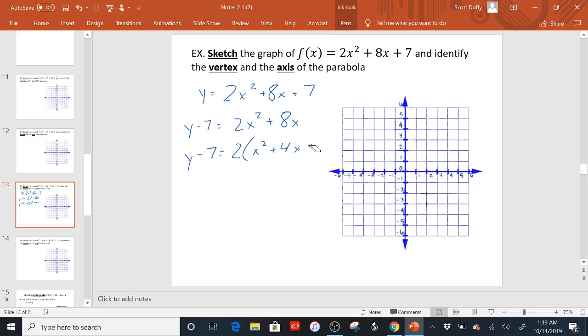And I'm going to get rid of that because I need to add something here. And remember, it's always that b value divided by 2 squared. So 4 divided by 2 is 2, squared is 4, so we're adding 4 right there. And then what we need to realize is we're actually adding 8 because 2 times 4 is 8. So I have to add 8 to the other side.